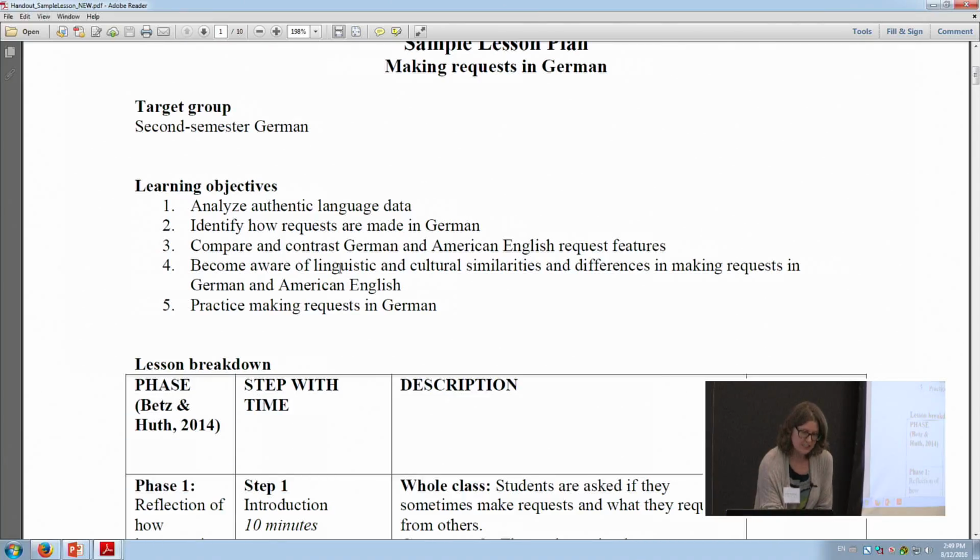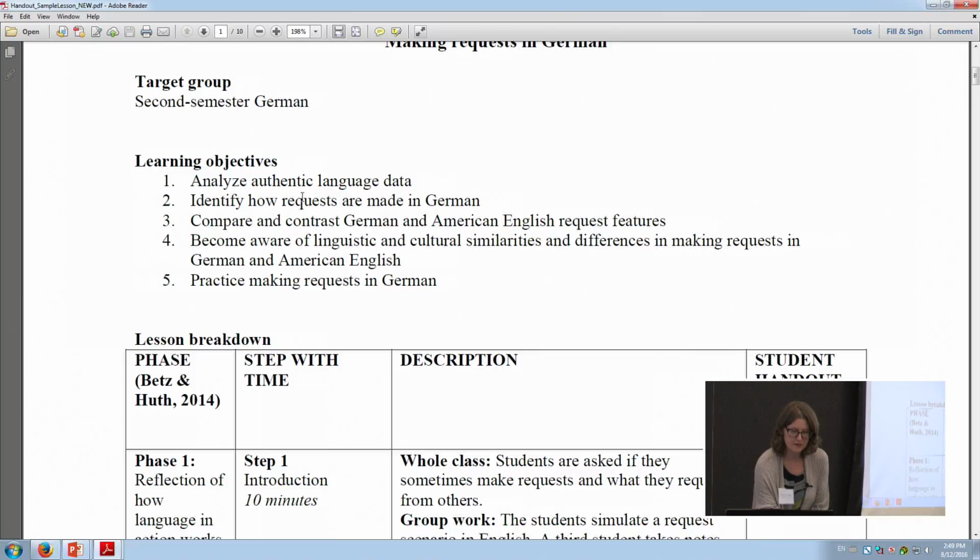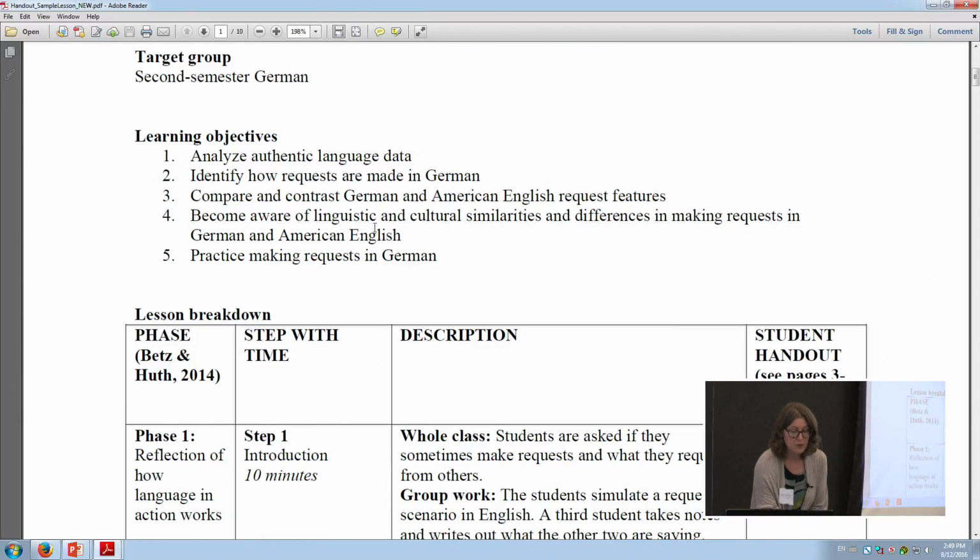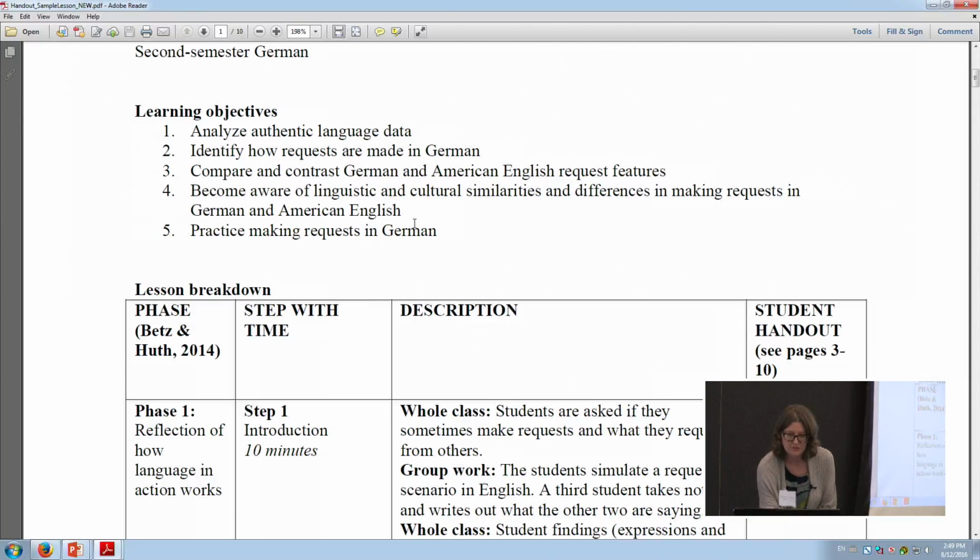Here are the learning objectives. For this lesson, students have to analyze authentic language data, so that's one of the goals here. Identify how requests are made in German. They compare and contrast German and American English request features. I want them to become aware of linguistic and cultural similarities, but also differences. And of course, I would also like them to practice making requests in German. So that was pretty much the objectives.